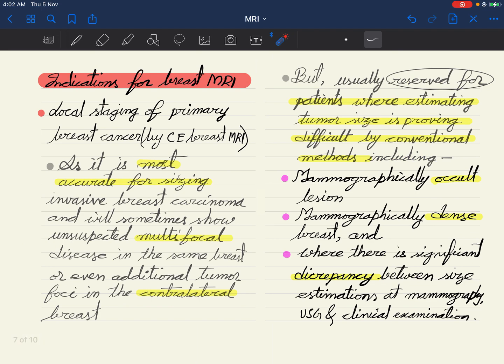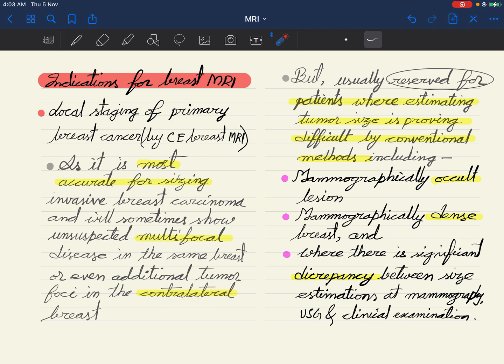So what are the indications of breast MRI? We do breast MRI for local staging of primary breast cancer because it is highly accurate for sizing, and it additionally can show unsuspected multifocal disease, and it may even show tumor foci in the contralateral breast.